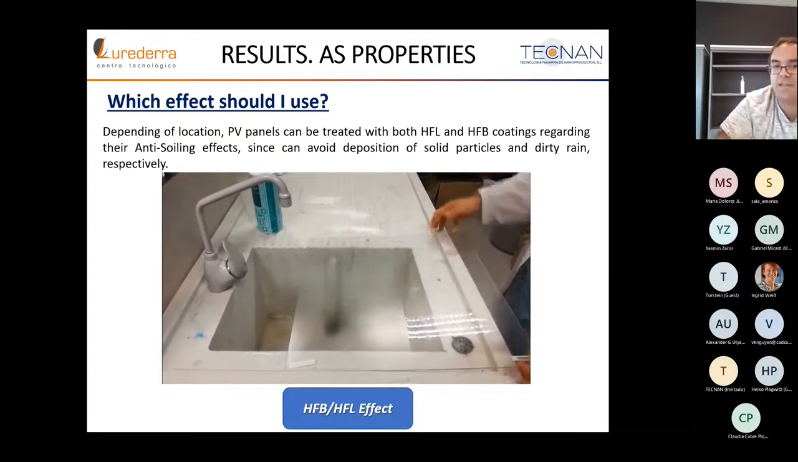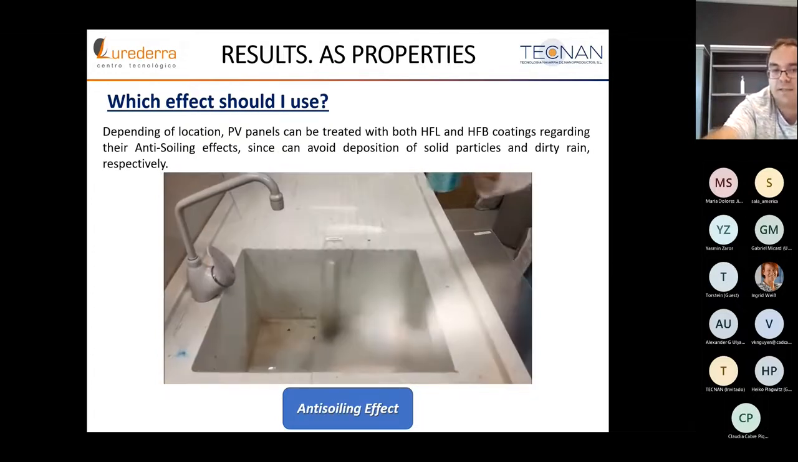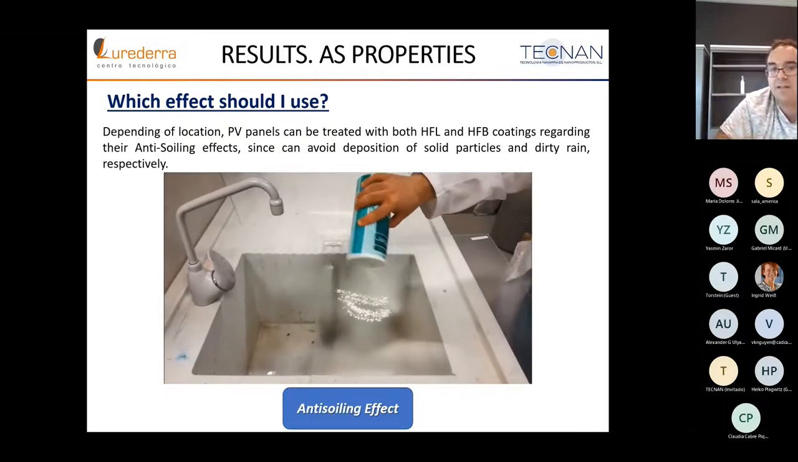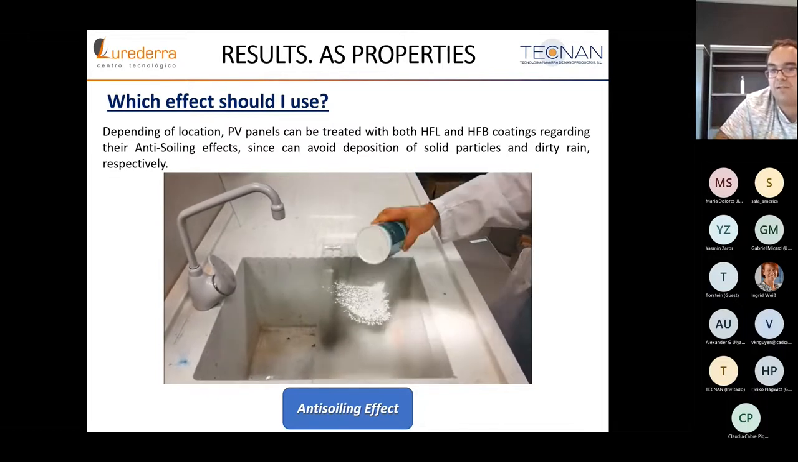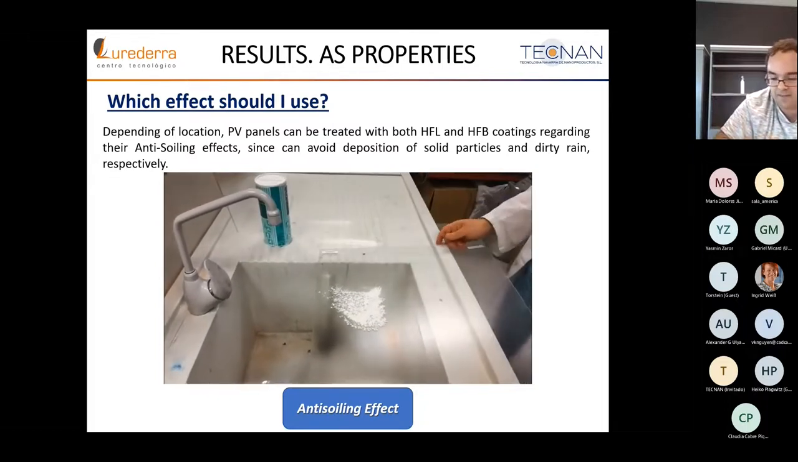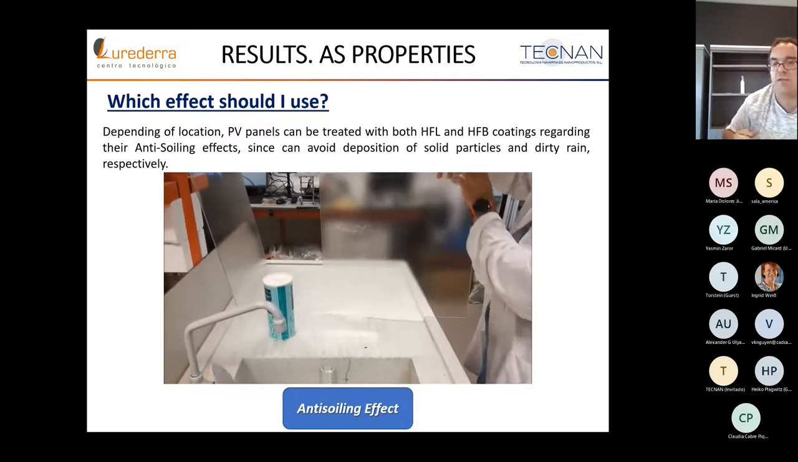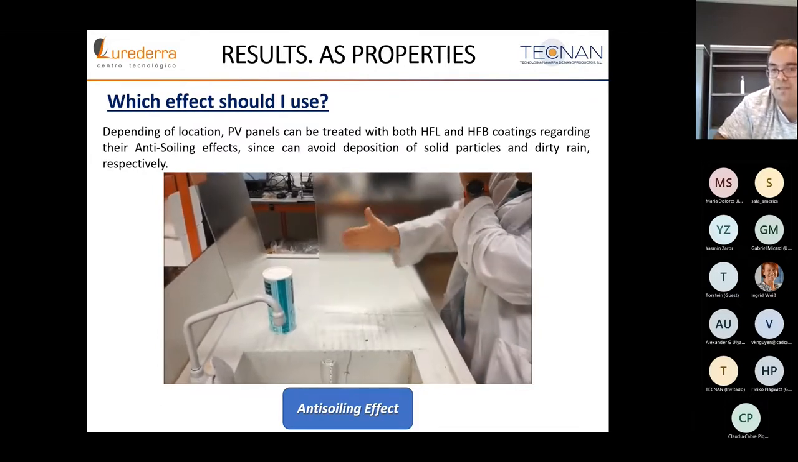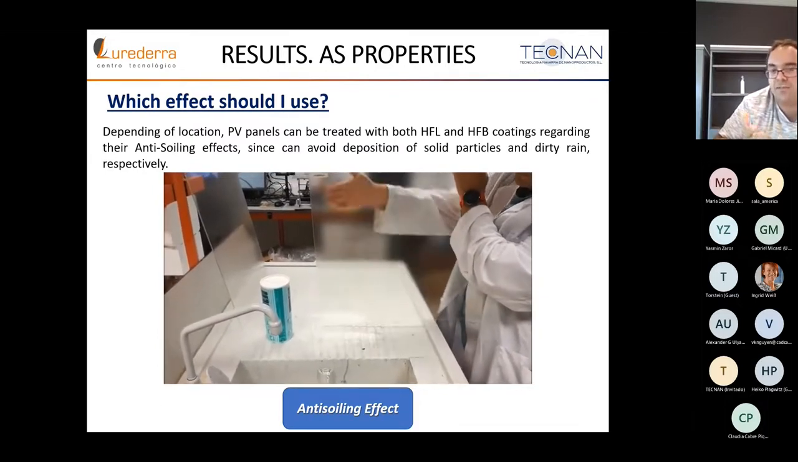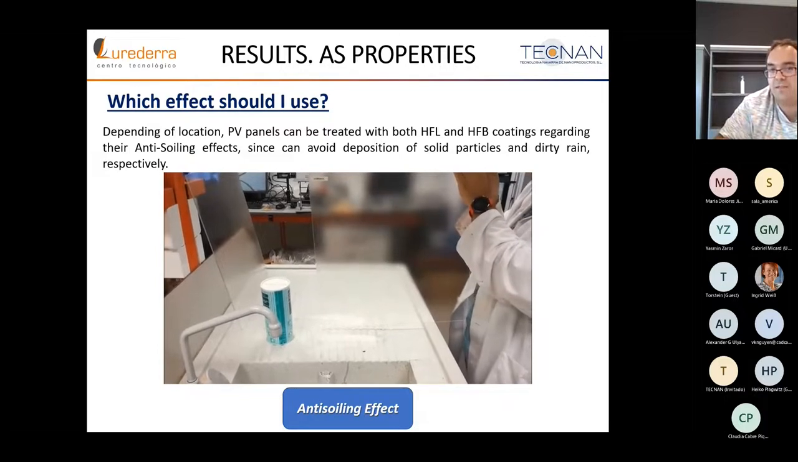avoiding the formation of drops of water on the surface. Furthermore, in the case of this hydrophilic layer, we can show the anti-soiling effect that the coating produces on the glass, because it's very easy to remove the dust powder that drops onto the glass.